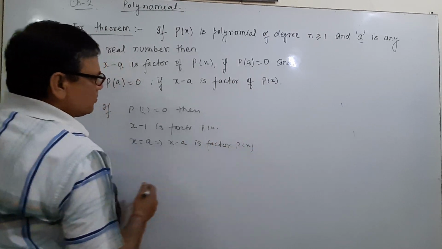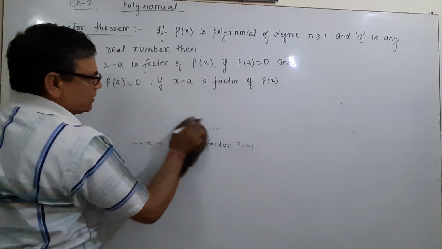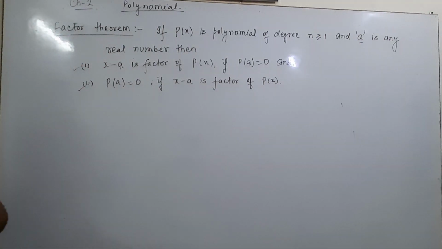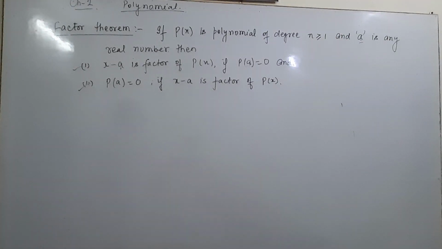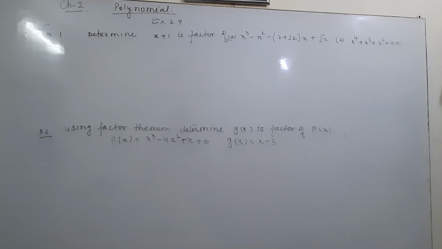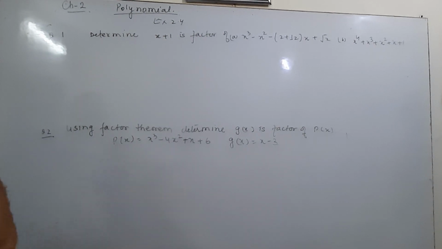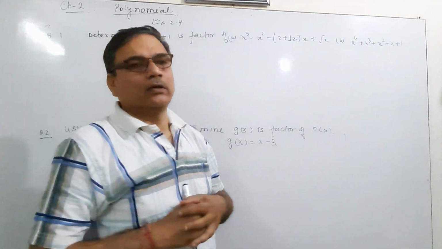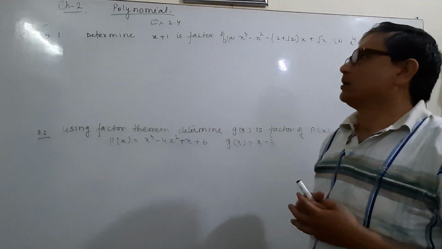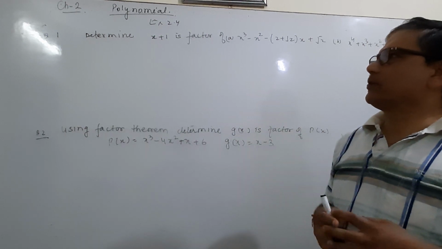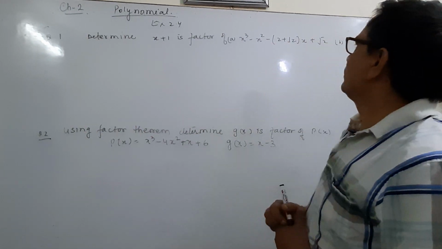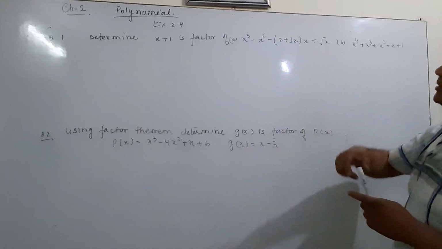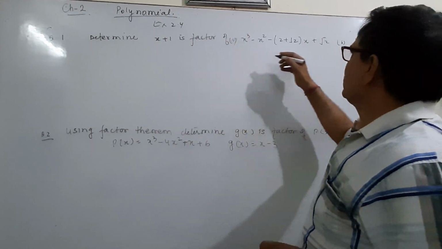In this way, we can check by the factor theorem whether one polynomial is a factor of another, yes or no. And we will solve one or two questions from the exercise. First question of exercise 2.4, the fourth part and the second part. This is your fourth part and this is your second part.